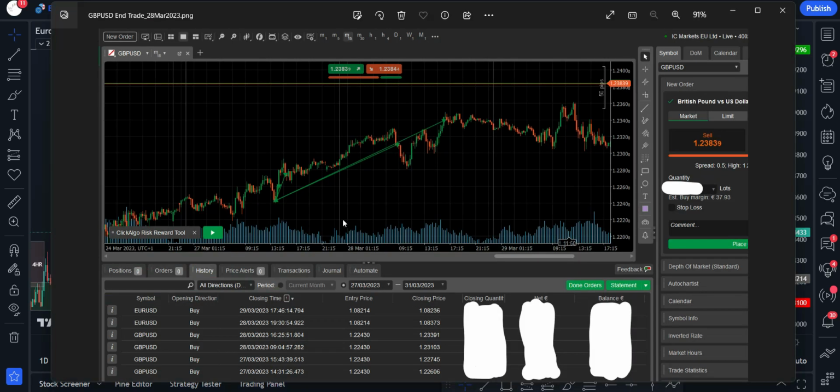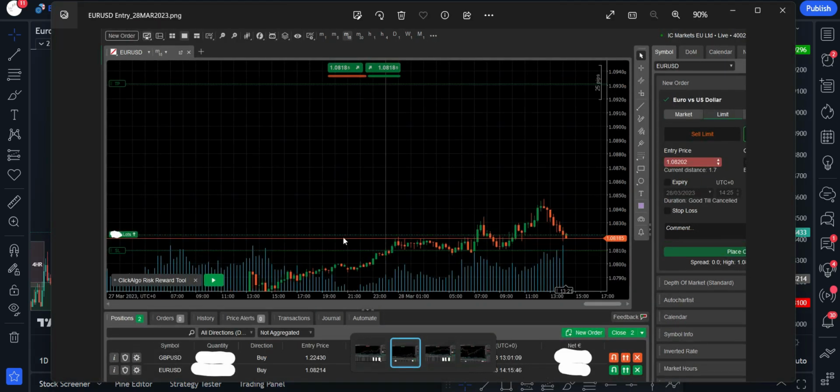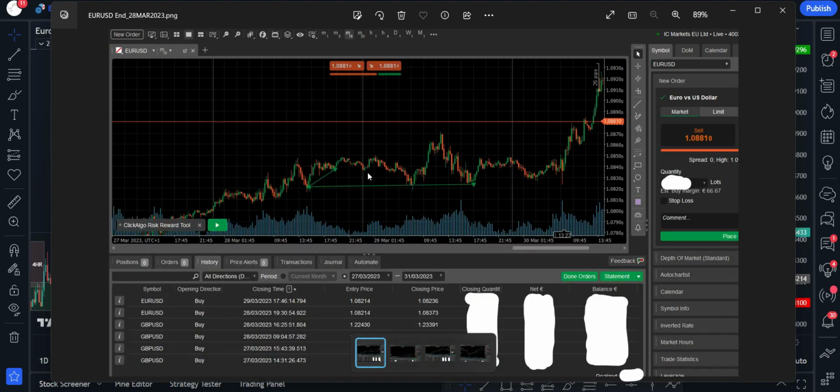And just very quickly, this is when I just entered that euro US dollar trade, just to show. This is again IC Markets live account. That's my entry, that was my stop loss, and that was my take profit. So that's before I had just entered the trade, and I was in a little bit of drawdown, and then this is the end of the trade.